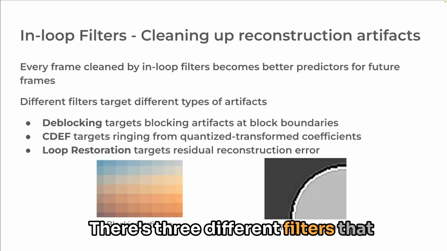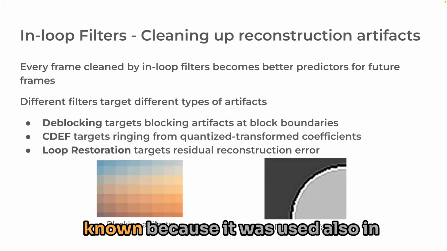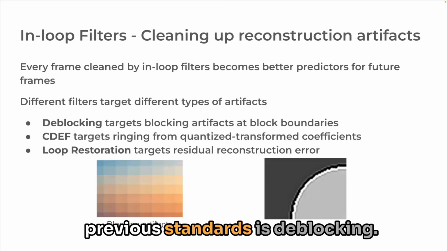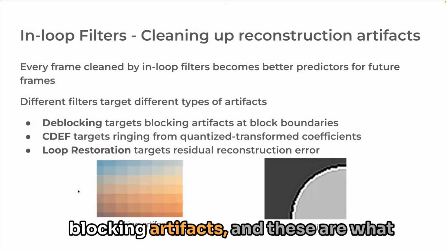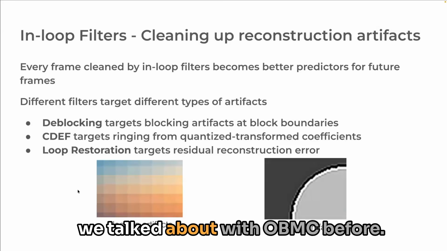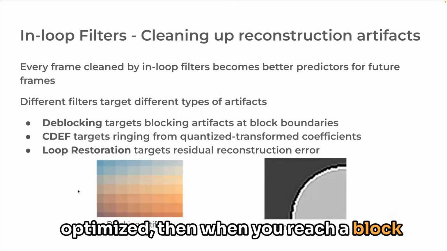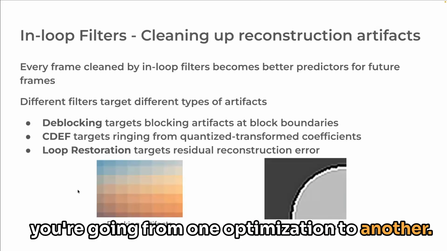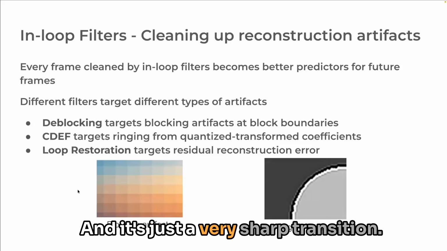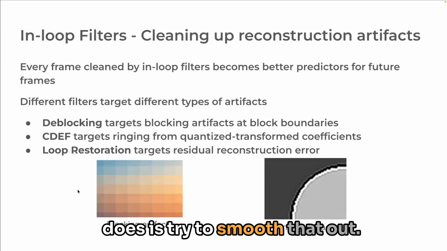There's 3 different filters that target different types of artifacts. Probably the one that's most well known, because it was used also in previous standards, is deblocking. We have an example here of blocks or blocking artifacts. And these are what we talked about with OBMC before. So this idea that since blocks are locally optimized, then when you reach a block boundary, there's a discontinuity because you're going from one optimization to another, and it's just a very sharp transition. So the deblocking filter, what it does is try to smooth that out.